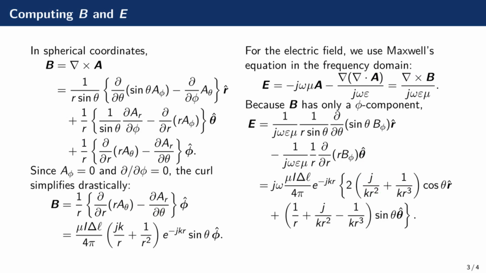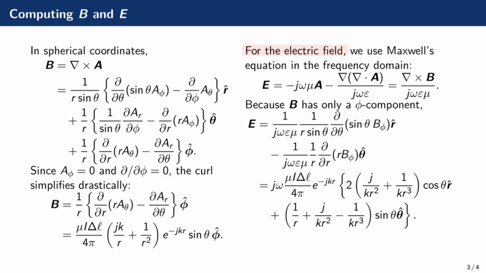Once this preparation is complete, we can calculate the magnetic flux density by taking the curl of the vector potential. In spherical coordinates, the curl looks complicated in general. However, in the present case, the vector potential has only the r and theta components, and it does not depend on phi. Therefore, many terms vanish, and the magnetic flux density has only the phi component. So, we only need to calculate B sub phi.